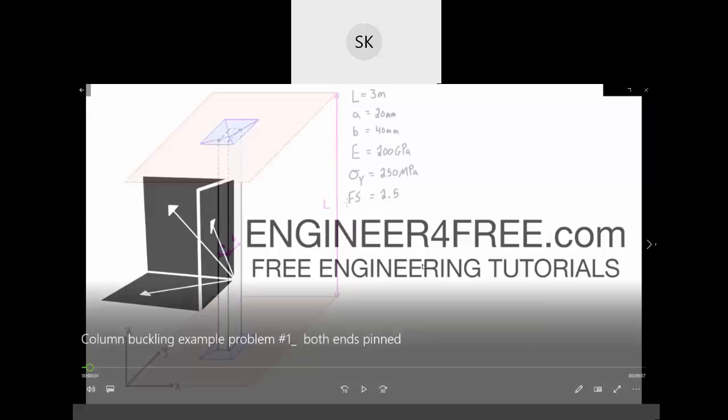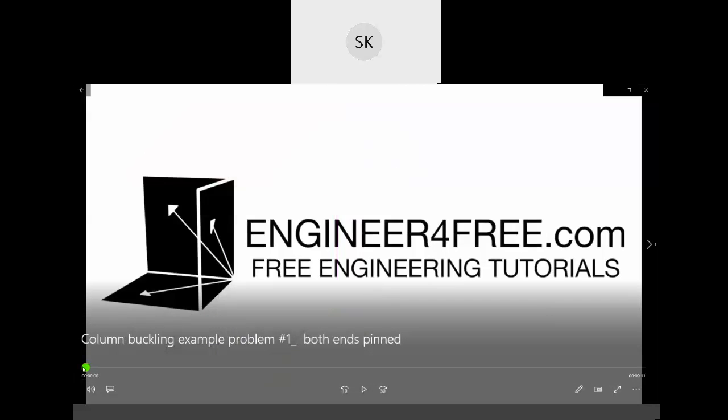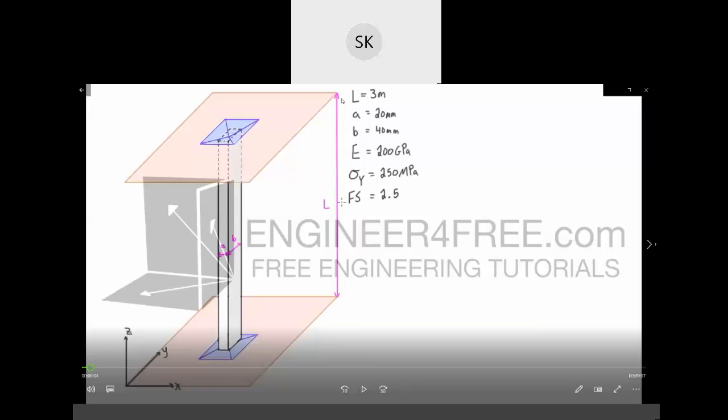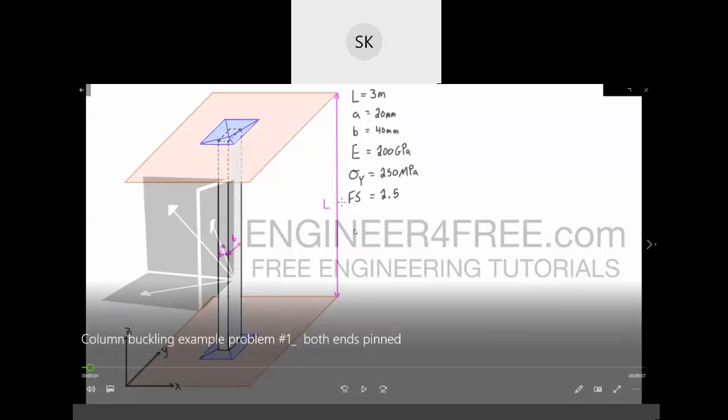So we'll see a problem. For Euler's problem we have different end conditions, right? Both ends fixed, both ends hinged, one end fixed and one end free, one end fixed and one end hinged. So for the four conditions we'll solve one by one. We'll see one example. First go through the video, then I'll explain every step.